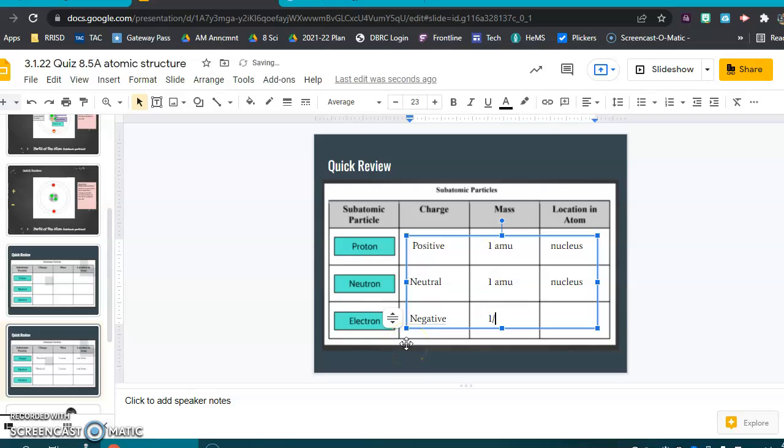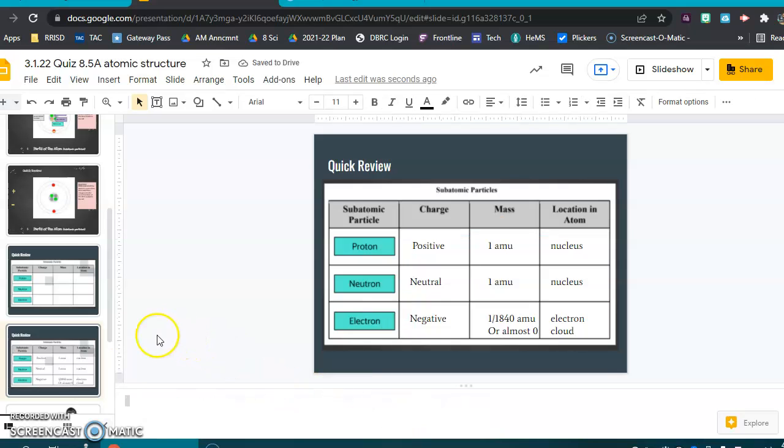They're that weird fraction, so we say they're 1/8 AMU, or almost 0, and that they are found in the electron cloud. Cut that. Let me put that over there. Control X. Control V. There you go. The electron cloud. So there you have it.